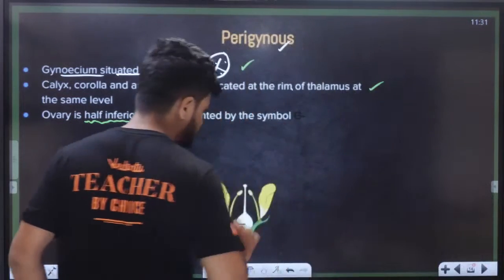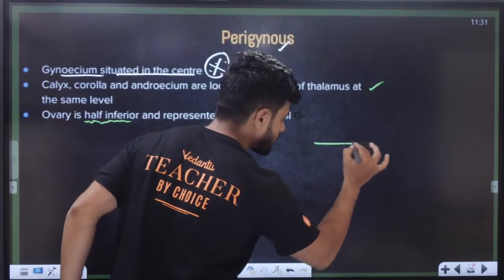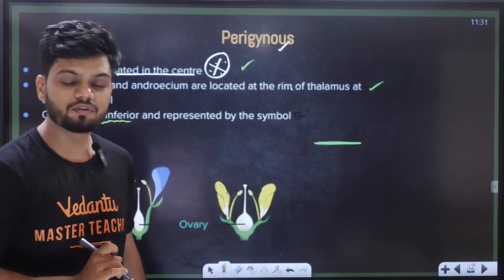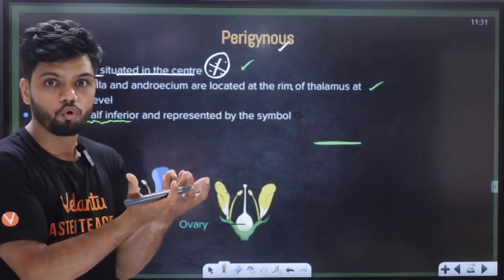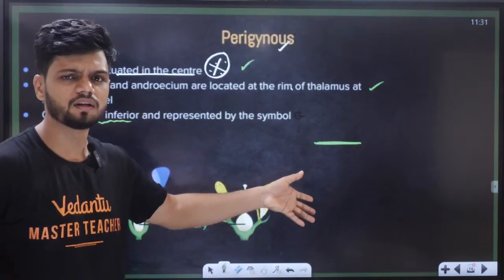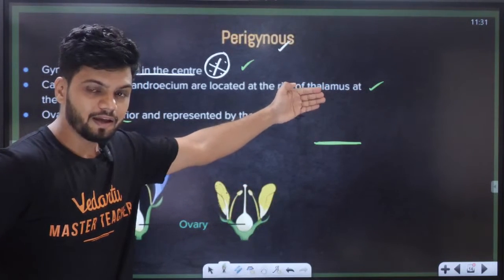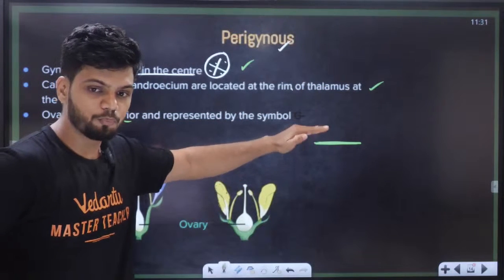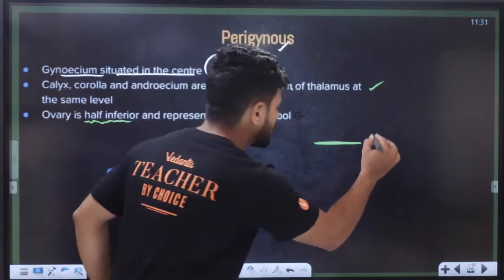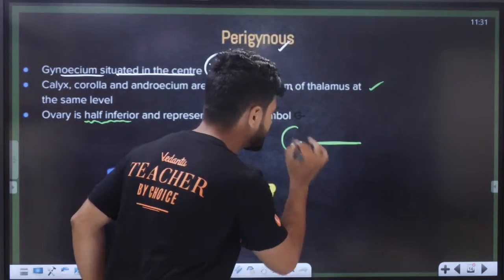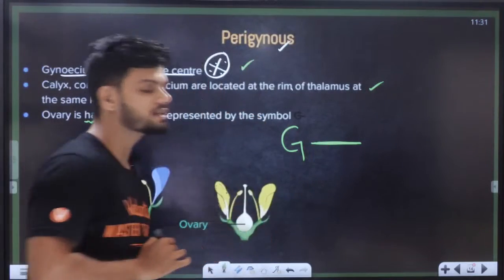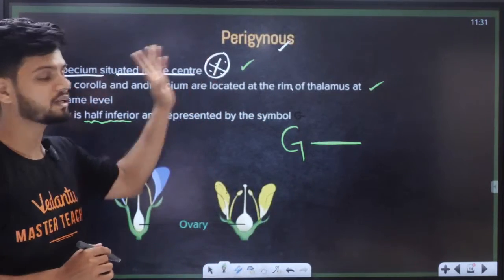Now tell me, students, if this is the thalamus right here, will I keep the ovary on top of it or below it? It is half inferior, it is not inferior. Superior will go on top, inferior will come on bottom. Half inferior, at the same level. So if this is the gynoecium, this is the symbol of perigynous condition.